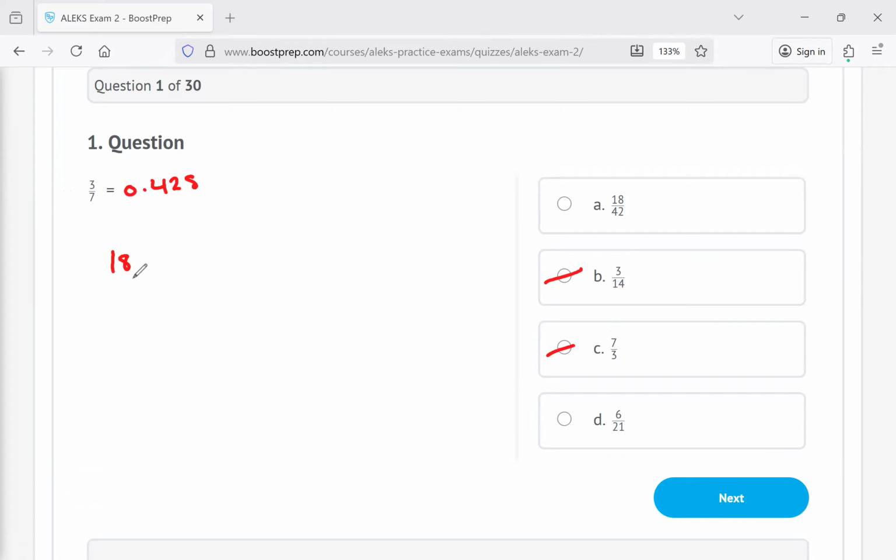So you have 18 over 42. What I could do is try to reduce this by 6. 18 divided by 6 is 3. 42 divided by 6 is 7. There you go. There's your answer. So 18 over 42 is the same thing as 3/7.